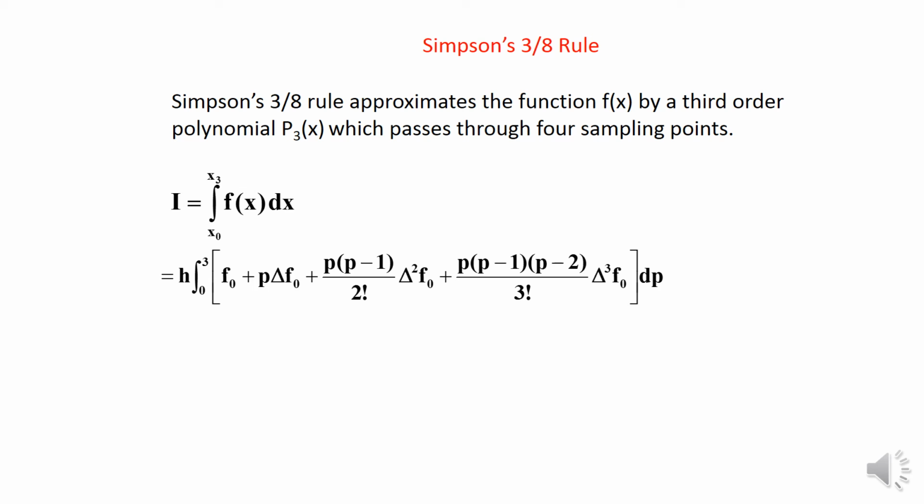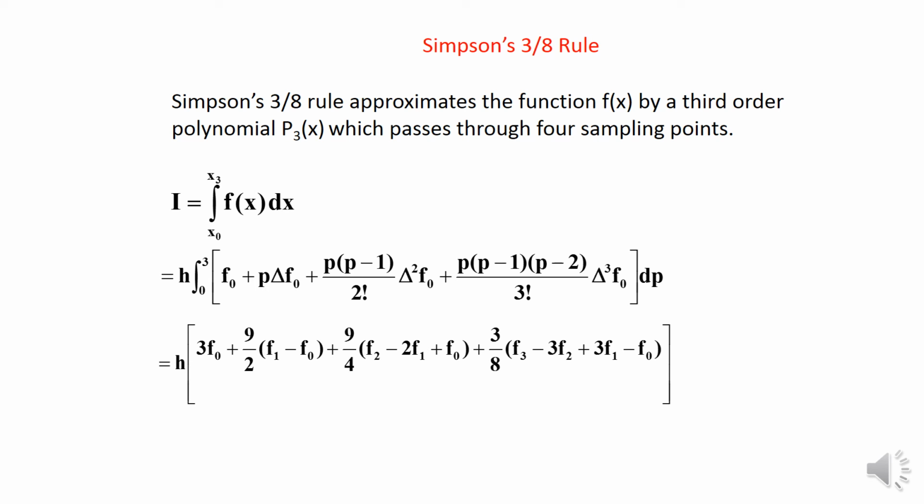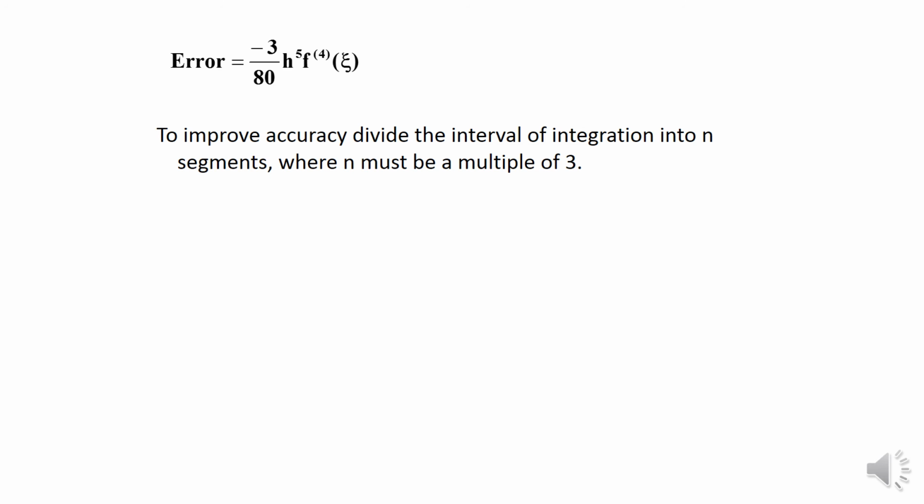Now we integrate term by term and substitute the limits. So we get this, and we have expanded del square f0, del cube f0 as well as del f0, and then we see this is the formula we get for 4 points. So here error is minus 3 upon 80 h to the power 5 f to the power 4 zeta. To improve accuracy, divide the interval of integration into n segments where n must be multiple of 3.